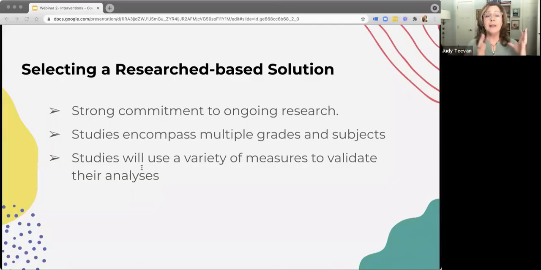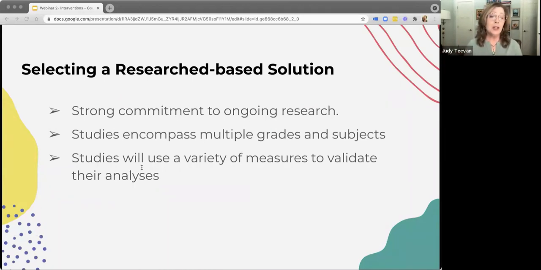So look at the company's commitment to ongoing research. Make sure the product you're investing in is continually adding new studies to their portfolio. They should have an efficacy page on their website that's updated regularly.